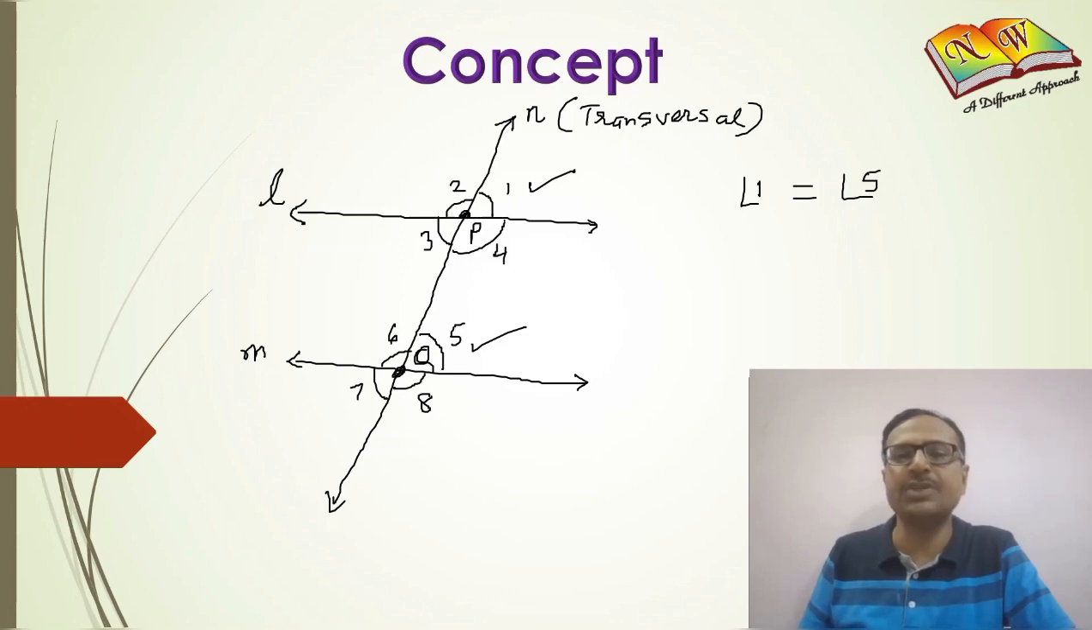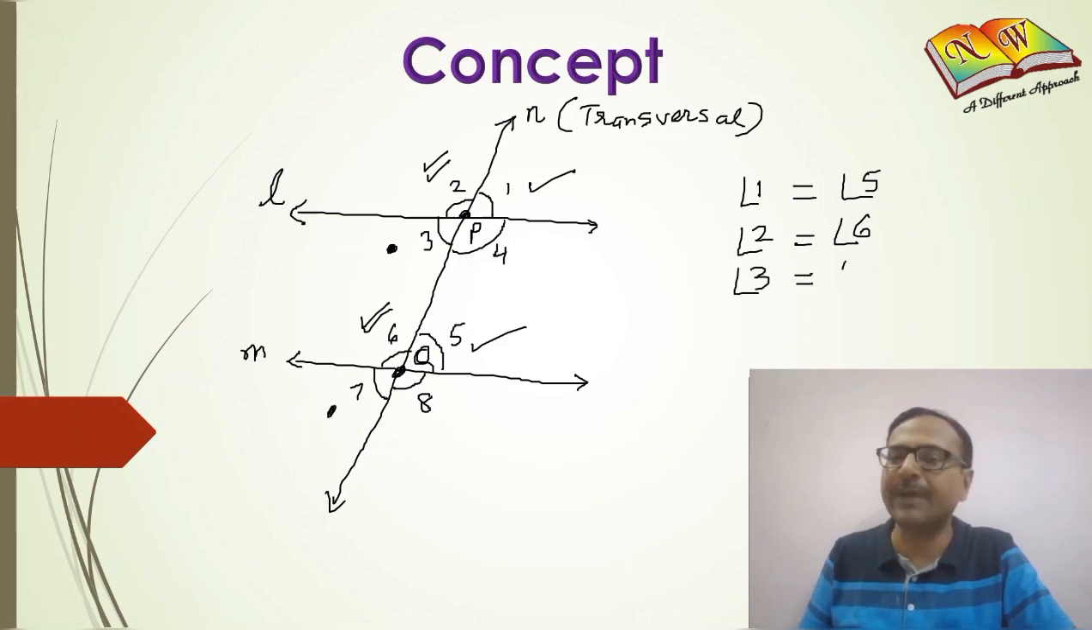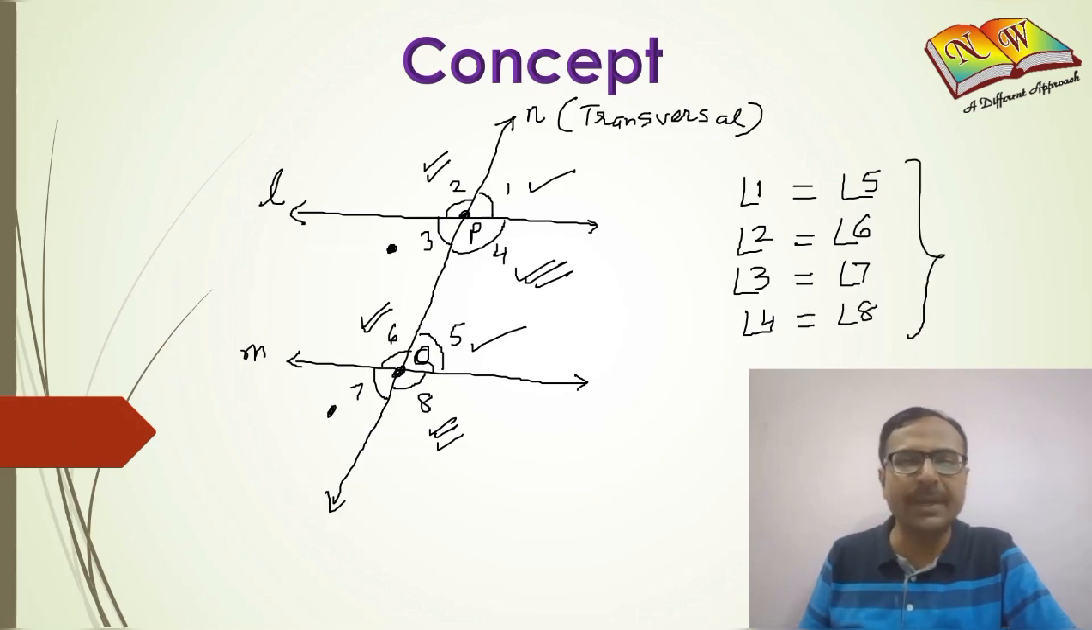Likewise, if you change the position in the upper bunch, that means angle 2 here, corresponding to that you have angle 6 in the lower bunch, and therefore angle 2 and angle 6 will be equal. Likewise, corresponding to angle 3, you have angle 7 in the lower bunch. So this pair of angles will be equal. And finally, angle 4 and angle 8 also form a pair of corresponding angles. All these angles are equal in pairs and they are known as corresponding angles.